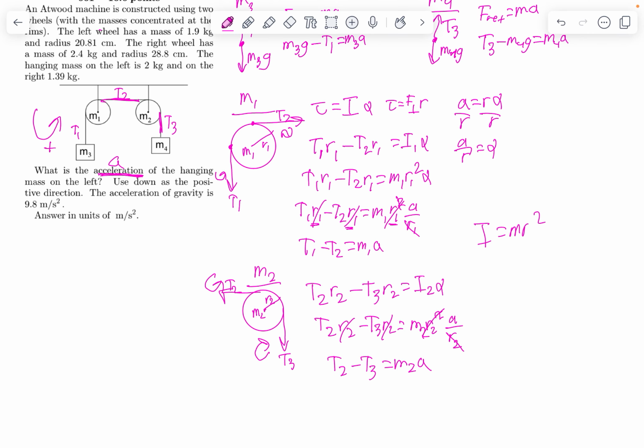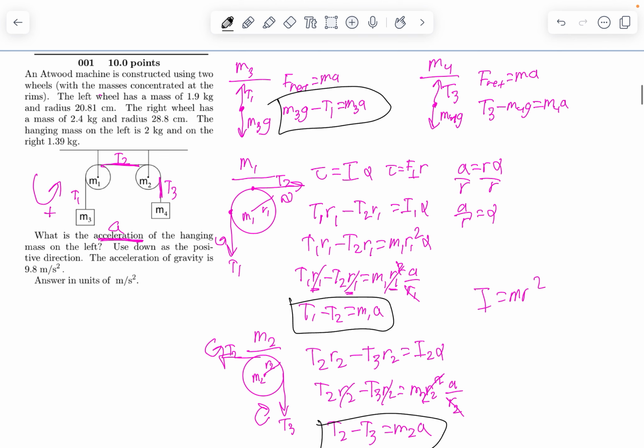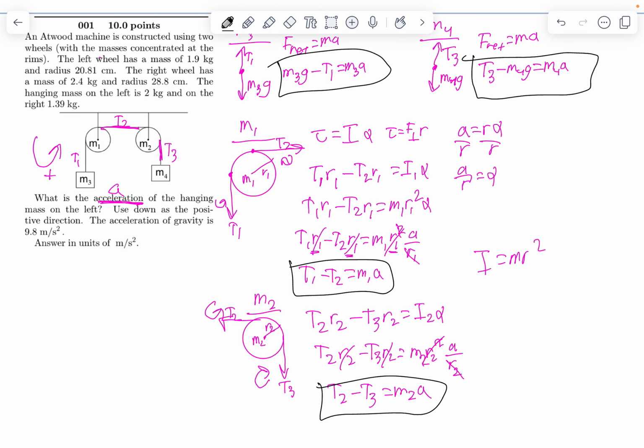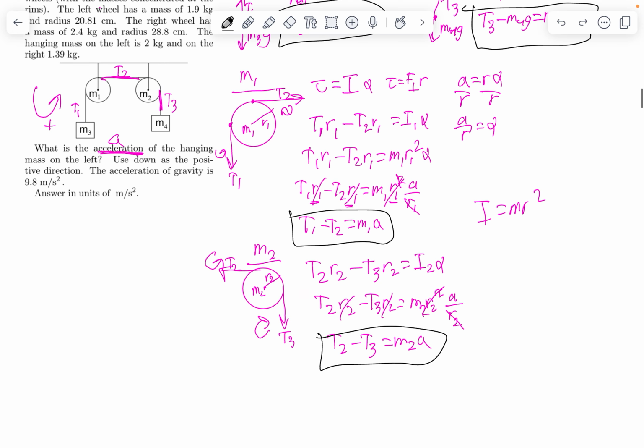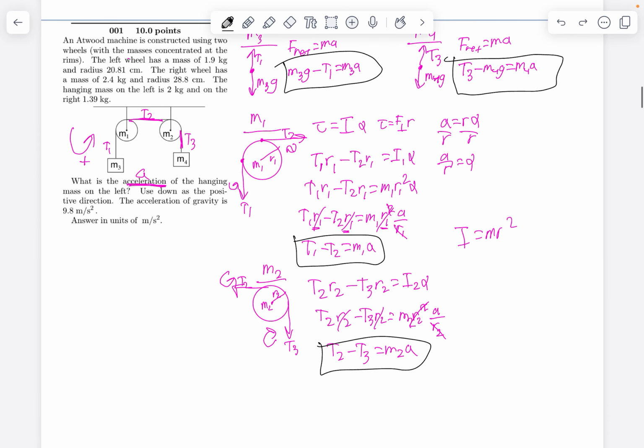Okay, so we got 4 equations. I'll circle them in black. We got 1, 2, 3, 4. We don't know T1, we don't know T2, we don't know T3, and we don't know A. But that's only 4 things that we don't know, and there's 4 equations. So you can use a system of equations to solve for your unknown variables.